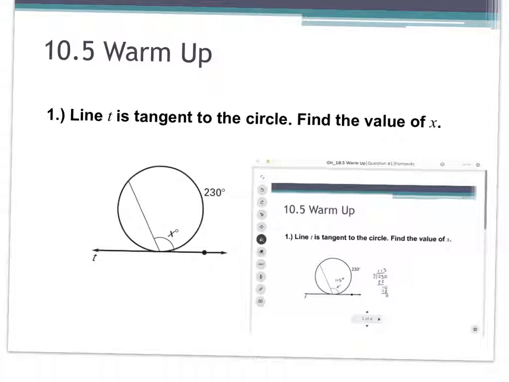All right, so this is the warm-up. The 4 people that I pulled in, you're going to get a piece of candy. Okay, we'll start to do this now. If you get it right and it's neat and I can pull it in, then you earn yourself a piece of candy. So this one says line T is tangent to the circle. Find the value of X.